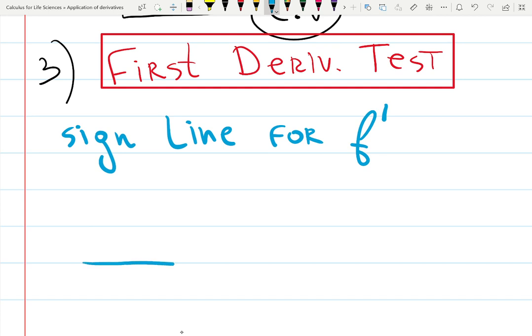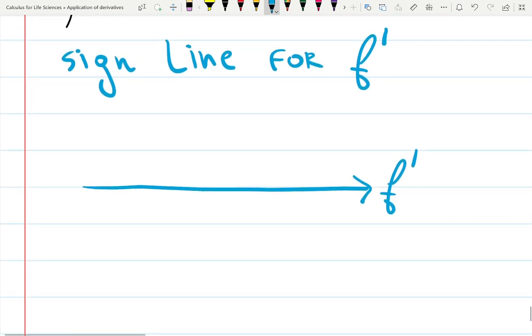So I'm drawing a sign line. And I personally put this notation here. Not all professors do that, but that's my notation. Sign line for the derivative. That reminds me where to plug my test points later into the derivative. I'm putting my critical values in order. One was 0, one was 4.